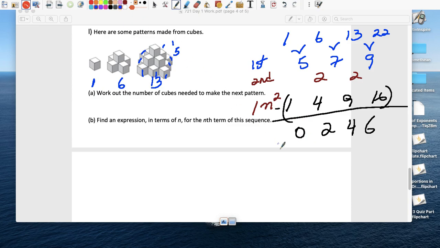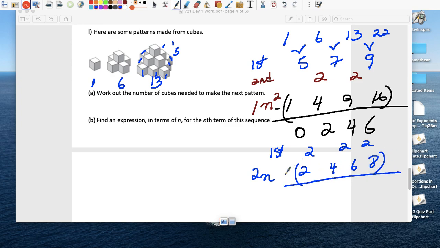Take the first difference. 0 to 2 is plus 2, plus 2, plus 2. It's a sequence that goes by 2, otherwise known as 2n. We're going to go 2 times 1, 2 times 2, 2 times 3, 2 times 4. Then in parentheses, subtract: 0 minus 2 is negative 2, 2 minus 4 is negative 2, 4 minus 6 is negative 2, and 6 minus 8 is negative 2.